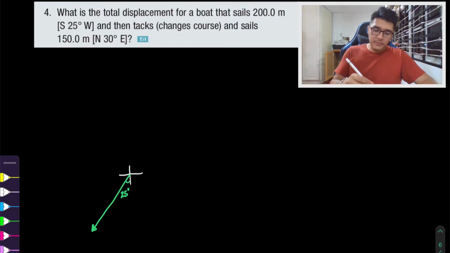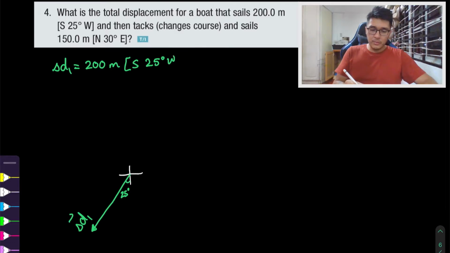And then we can label this as our first displacement vector, which we can call delta d1. So here delta d1 is 200 meters south, 25 degrees west.